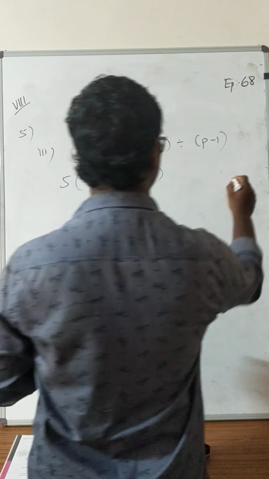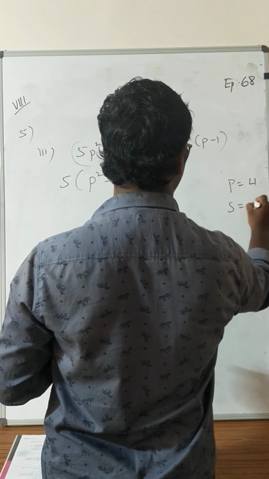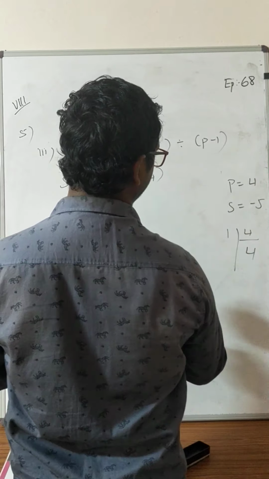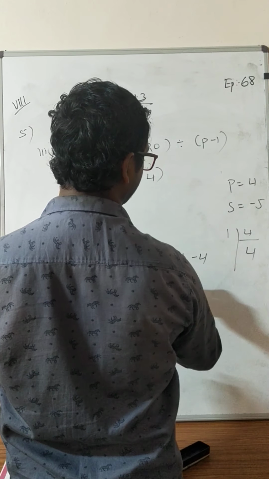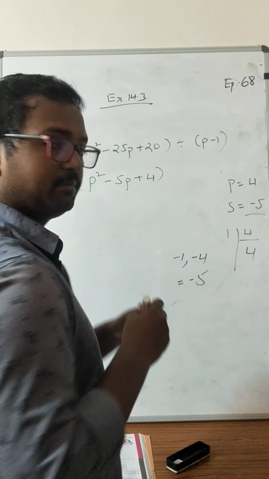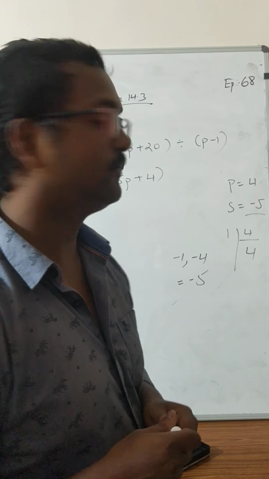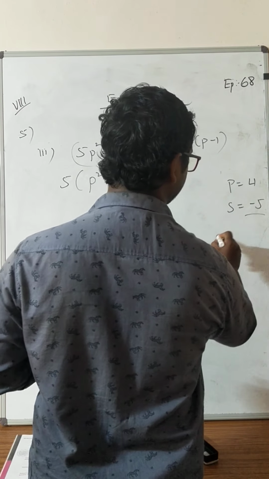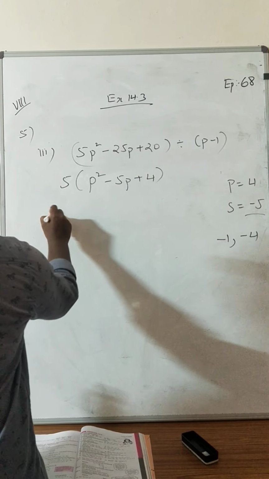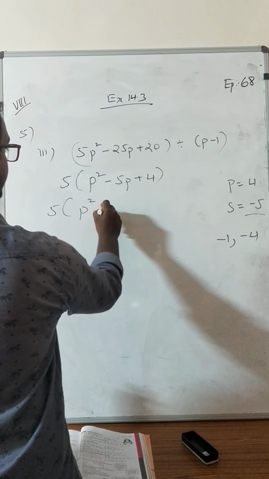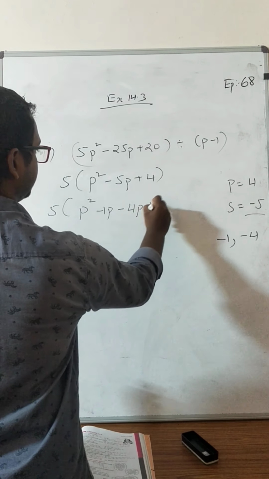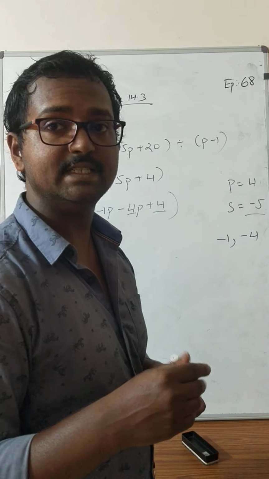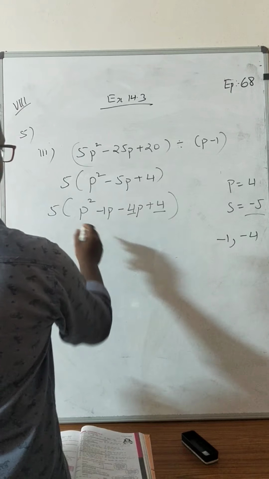So the product here is 4 and the sum here is minus 5. So 1 and 4, when we add, we will get minus 5. How? Minus 1 minus 4 is equal to minus 5. And when we multiply minus 1 and minus 4, we will have plus 4. So our required numbers to split the middle term are minus 1 and minus 4. So here let us split the middle term: p square minus 1p minus 4p plus 4. I am keeping 4p and 4 together because then it will be much easier to take common.